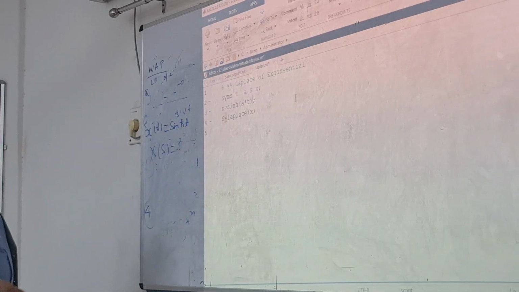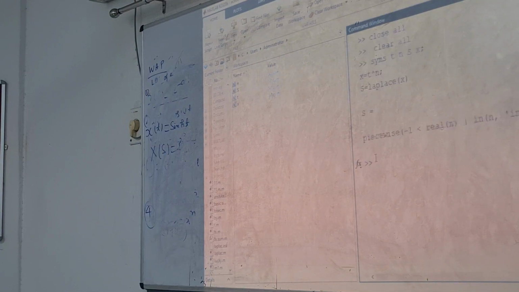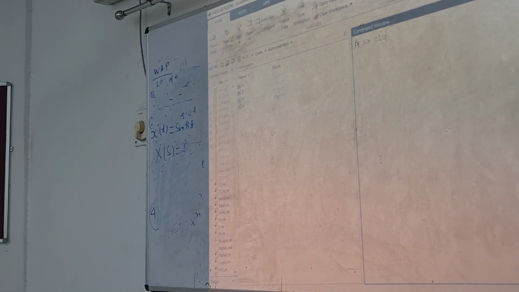Look at the syntax written here: sinh, with the h included, and then a in brackets. This is the Laplace transform of the hyperbolic function. Then you copy it into the command window and run it directly in the editor window. The result is given, but you have also written the clc command to clear the command window and close all.